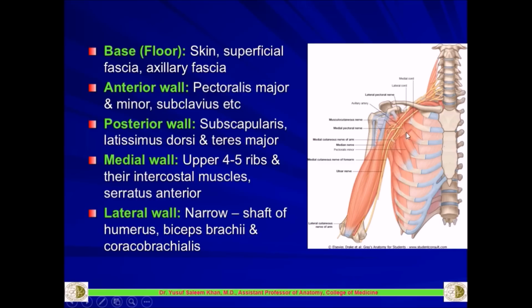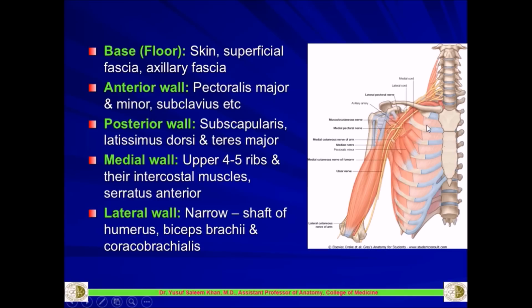So anteriorly we have the muscles of the pectoral region, posteriorly we have the muscles of the scapular region. Medially, as I said, there are the ribs, the lateral wall of the ribs. The upper 4 to 5 ribs will form the medial wall. Along with the ribs, there are some structures in between these ribs. These are called the intercostal structures, especially the intercostal muscles.